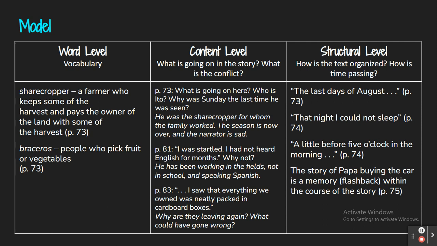Now, let's take a look at how I tackled the structural level, how the text is organized, and how time was passing. I paid attention for those words and phrases that I've told you guys about before, like months of the year. We have August. I've paid attention to when he mentions the time of day, like night, day, afternoon, morning. You see, "that night I could not sleep." He mentions the time a little before 5 o'clock in the morning. So we know that it's very early in the morning.